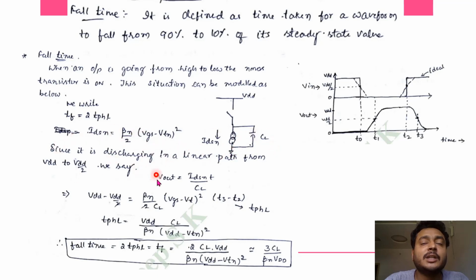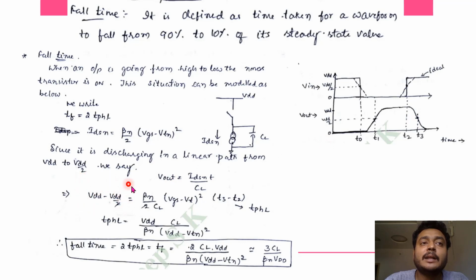So that is discharging. We can take the same equation here: V out is equal to, in this case, the current IDSN into T divided by the load capacitance. The transition, previously from 0 to VDD by 2, is now from VDD to VDD by 2. This is the time duration I'm taking, Tp high to low.